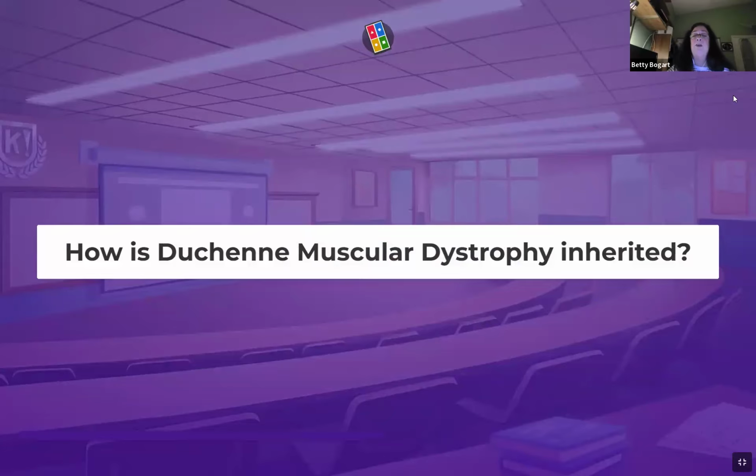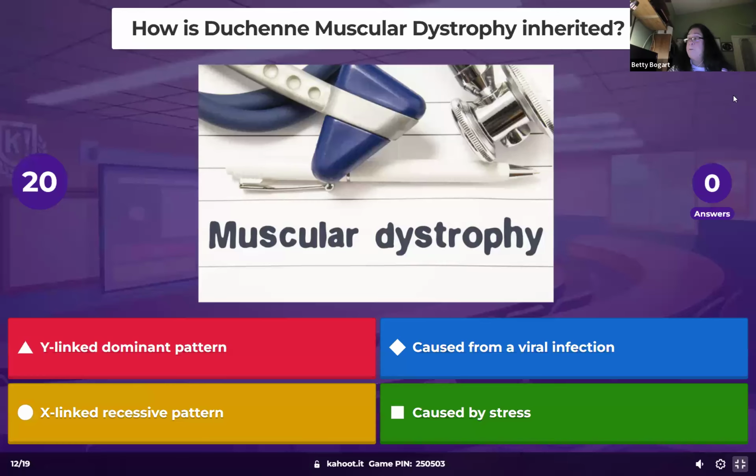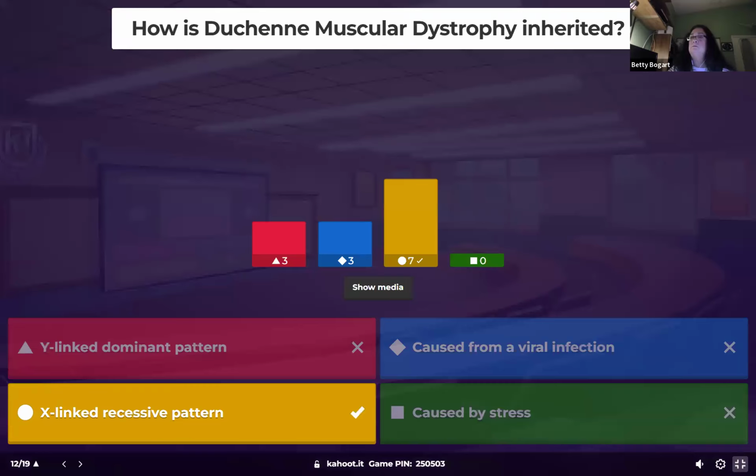How is Duchenne muscular dystrophy inherited? This one comes from mom. Okay, that's why you need genetics to see what's going on. If these parents want another child, they can make a decision.